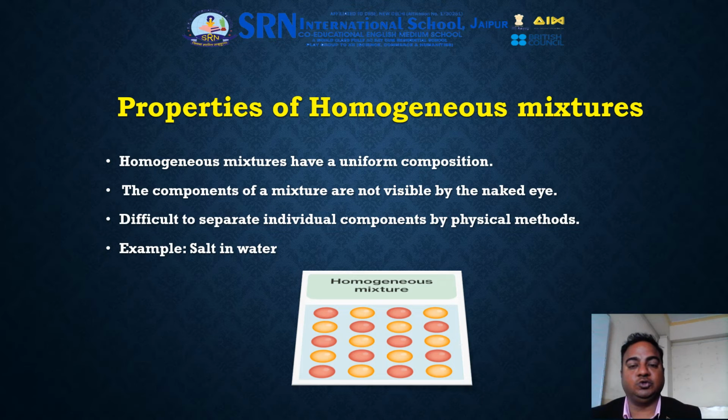Homogeneous mixtures are also examples of true solutions, because the solute once dissolved in the solvent cannot be retrieved back from the solvent. So let us discuss the properties of homogeneous mixtures in detail. Homogeneous mixtures have a uniform composition. In other words, the solute dissolves completely in the solvent. The components of a mixture are not visible to the naked eye. That's true, dear learners. If you dissolve some salt in water, you will not be able to see the salt in the solution. So the components of a mixture are not visible in a homogeneous mixture.